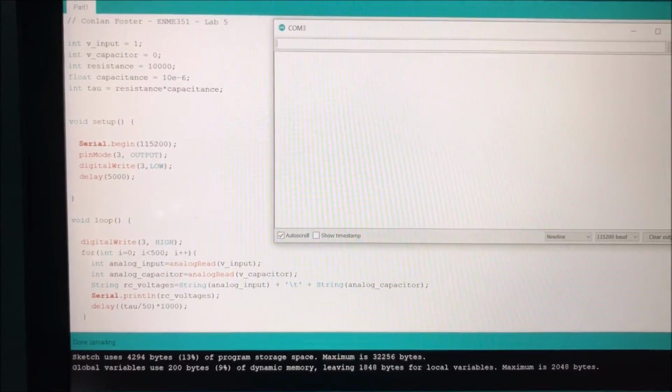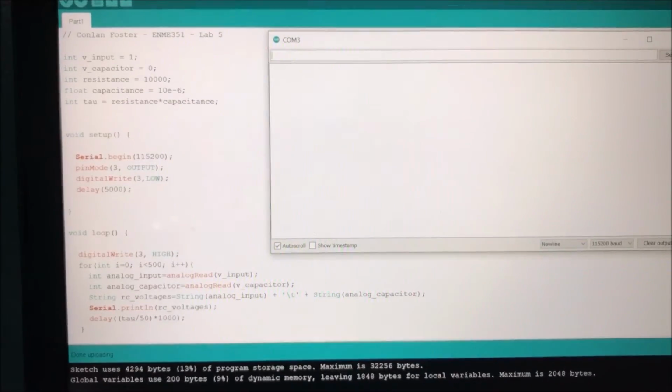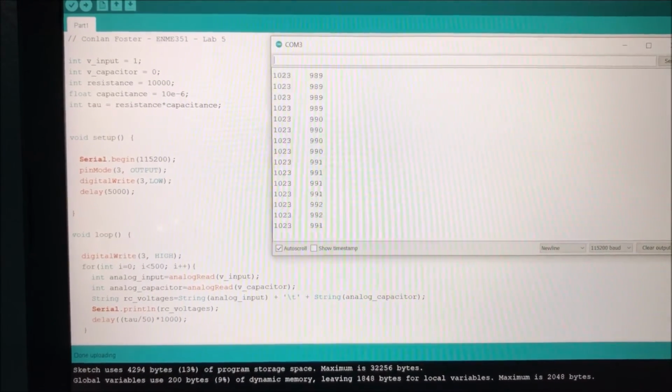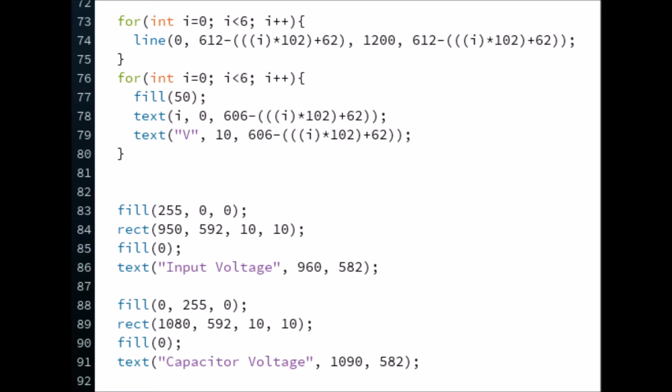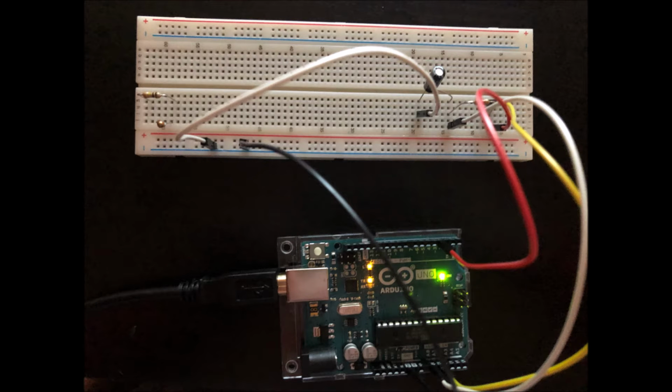Here we can see on the serial monitor the voltage input varies between 0 and 5 volts, while the voltage of the capacitor gradually charges and discharges. This section of the processing code shows how I created my background and my legend by using the figure dimensions in a function. I crafted a simple RC circuit where we replaced the resistor with 10,000 ohms and 100,000 ohms. This is a 10 microfarad capacitor.